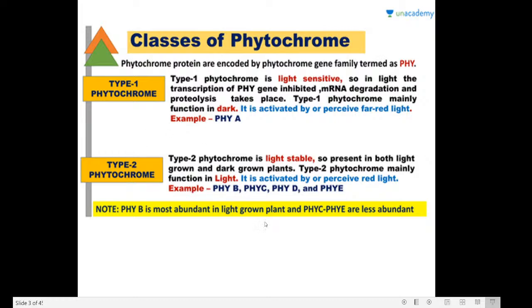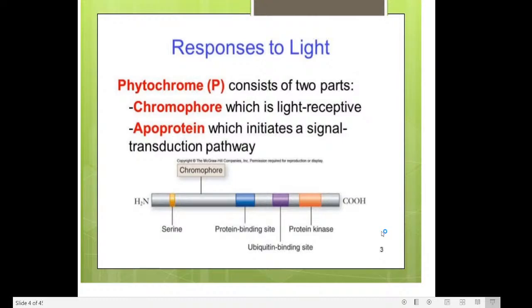Here they mention some notes. Phytochrome B is the most abundant in light-grown plants, and phytochromes C and E are less abundant in the plants.